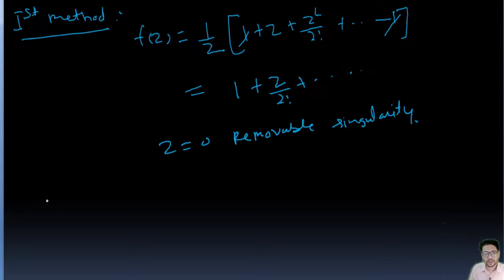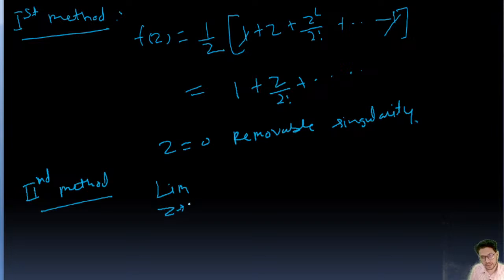Okay, second method is limit z tends to 0 of (e to the power z minus 1) upon z. I have already explained the second method. So this should exist, right? So now what we'll do is we'll check it.